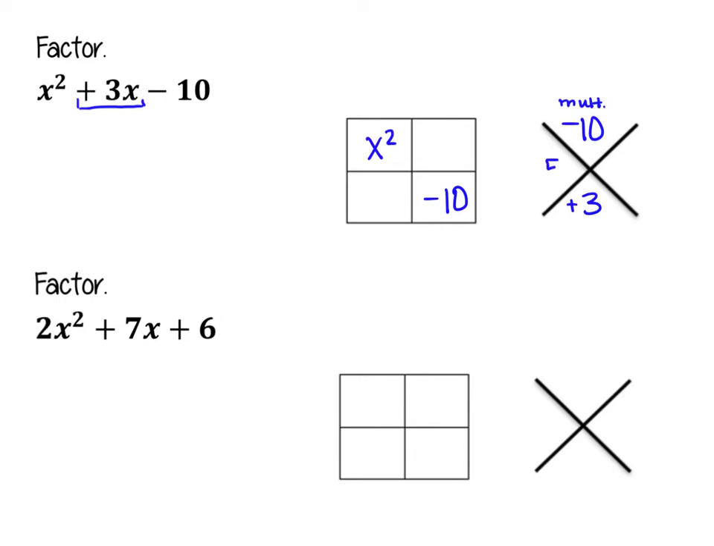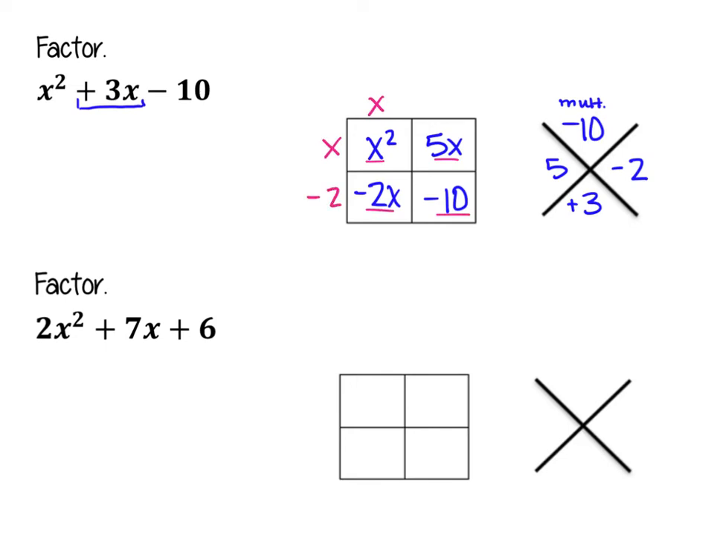Well, I think that would be 5 times -2, and then 5 plus -2, or 5 minus 2, is 3. So 5x and -2x must be on my diagonal. Now this is a nice one because there's only one way to make x squared, and that's x times x. Right? I don't even really have to think about a greatest common factor, although that is what the greatest common factor would be. And here my greatest common factor would be -2.